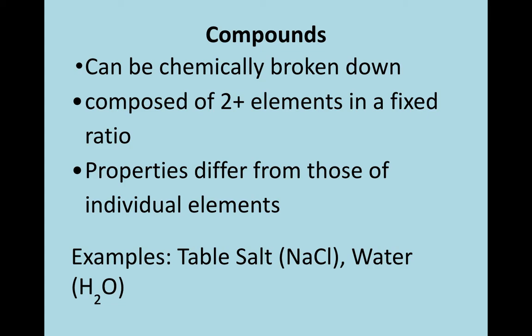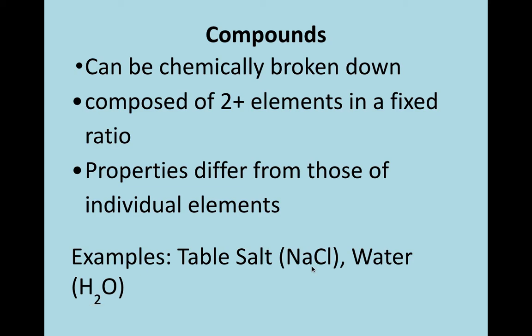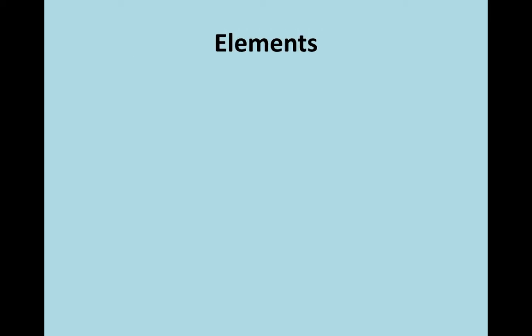Compounds can be chemically broken down only, so that's our water, H2O. It's composed of two or more elements in a fixed ratio. So water is always two hydrogens and one oxygen, and the properties differ from those individual elements. So like table salt, Na and Cl. Na is actually very explosive in water, and chlorine is something that you can put into pools, but when you put Na and Cl together, it changes properties, and it's now something you can put on your french fries.